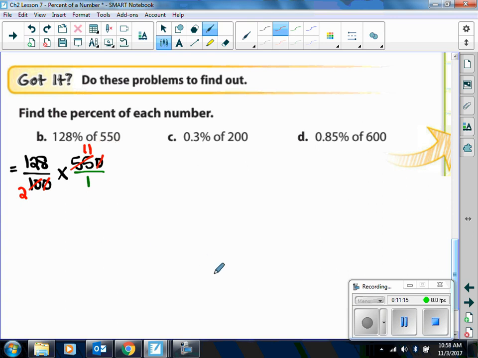Now, do you notice something else that I can simplify? I can simplify 128 and 2 by dividing by 2 again. So 2 divided by 2 is 1, and 128 divided by 2 is 64. When we multiply straight across, 64 times 11 is 704, and 1 times 1 is 1, so this is going to be 704 over 1, which is just 704.